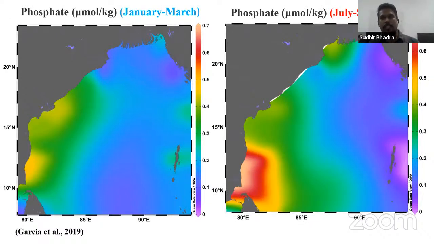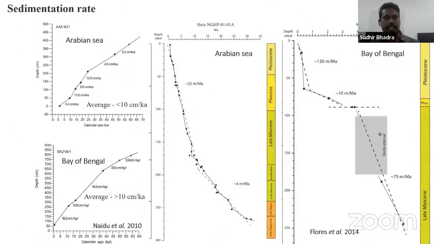When so much terrestrial influx is coming, it is increasing the sedimentation rate also. A higher sedimentation rate is an advantage for paleoclimatologists because it will give us higher resolution studies. So here, if we see the Arabian Sea and Bay of Bengal, the Bay of Bengal sedimentation is much higher compared to the Arabian Sea. Even these two figures by Flowsetter show how much the sedimentation varies between both the basins.